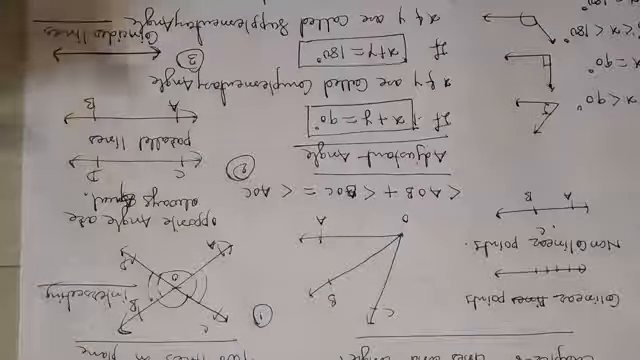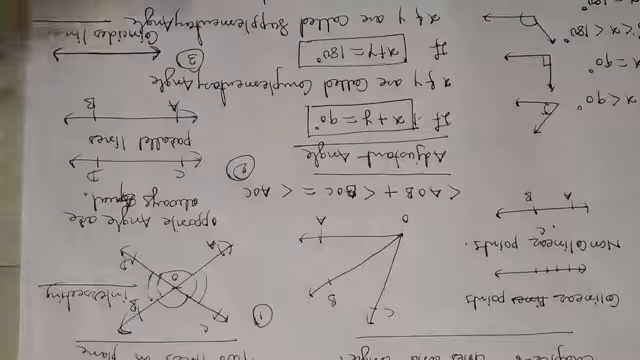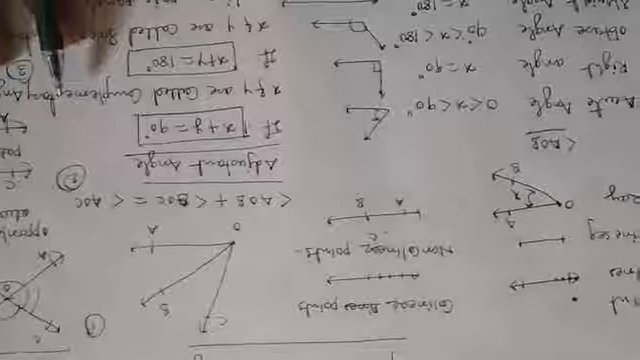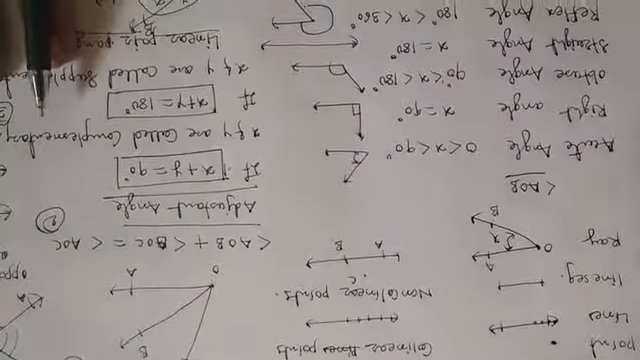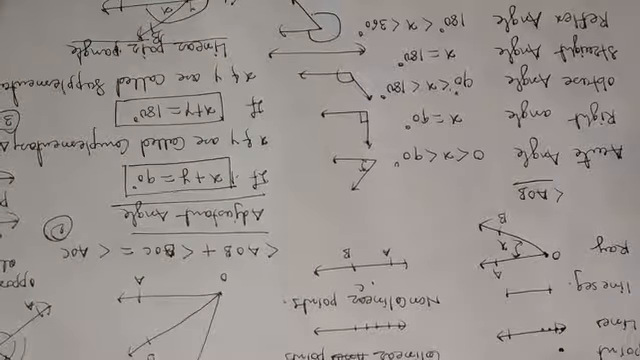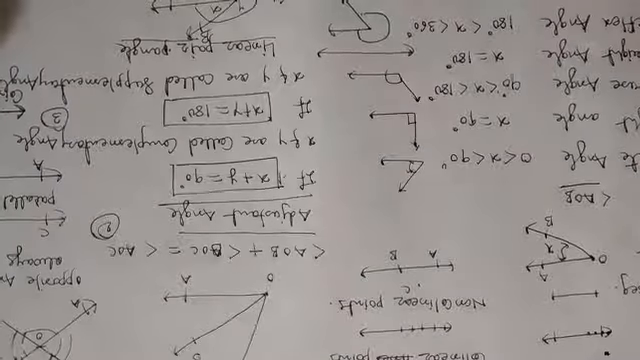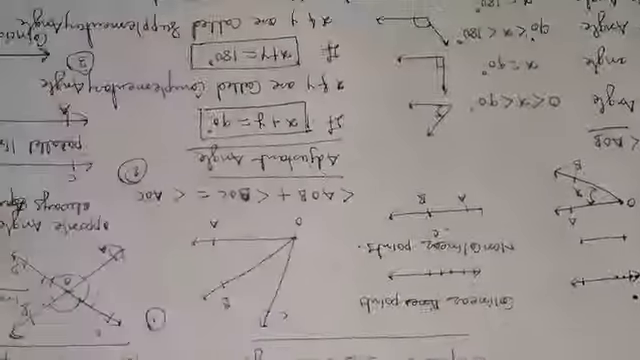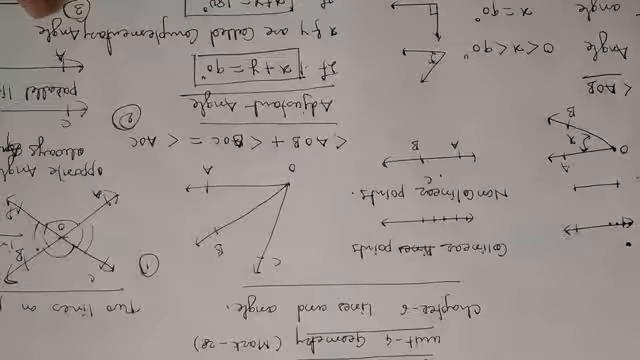So these are the types of lines: intersecting, parallel and coincident lines. And these are the types of angles: acute angle, right angle, obtuse angle, straight angle, reflex angle, adjacent angles, vertically opposite angles, complementary angles, supplementary angles, linear pair angles. Hopefully today you know the introduction to lines and angles, that is, the types of angles.